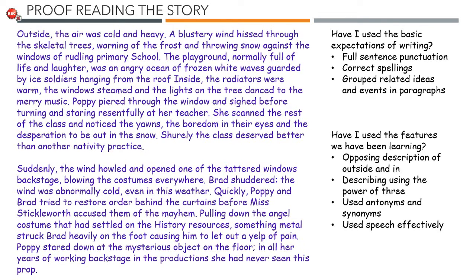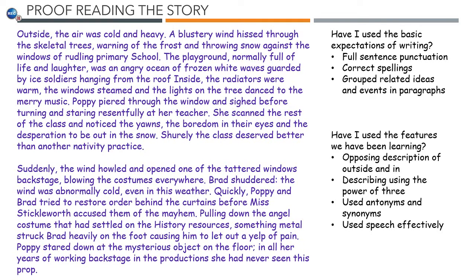So the first thing we do when we look for proofreading is, have I used full sentence punctuation? That's full stops, capital letters, question marks, exclamation marks, commas in the right place. Just have you used correct punctuation? Then we're going to look for correct spellings, and then have we grouped related ideas and events into paragraphs, which we can see we've got 2 paragraphs there, and we followed our planned structure, so we have grouped a lot of the ideas into paragraphs.